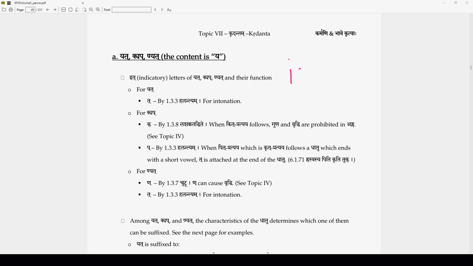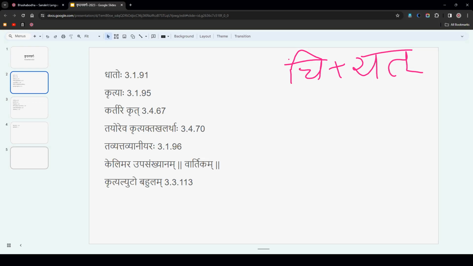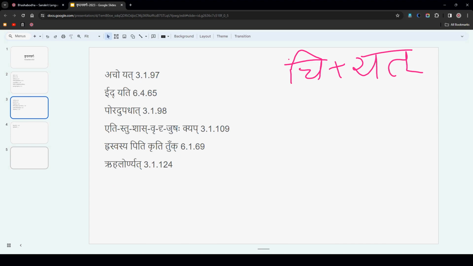Chi plus yat, right? So what does this "ach" indicate here? The meaning of the sutra "achaha yat". What is achaha yat? There are two words in the sutra: achaha, yat.